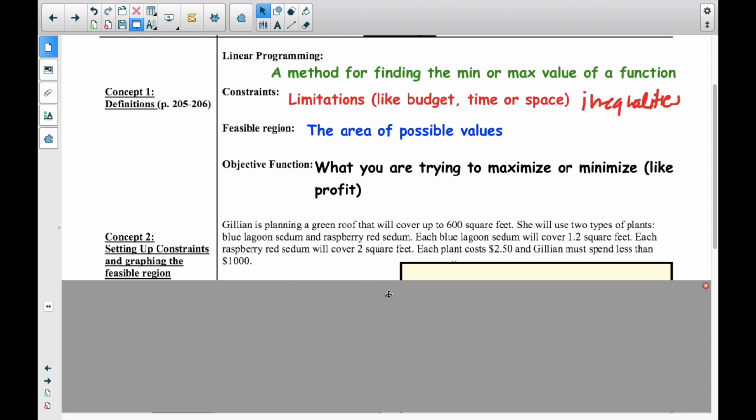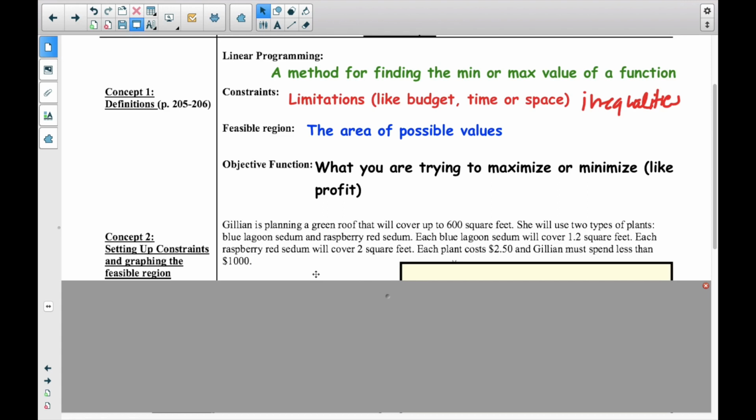So this is just an example that came out of the book. Gillian is planning a green roof that will cover up to 600 square feet. She will use two types of plants, blue lagoon sedum and raspberry red sedum. Each blue lagoon sedum will cover 1.2 square feet. Each raspberry red sedum will cover 2 square feet. Each plant costs $2.50, and she must spend less than $1,000.